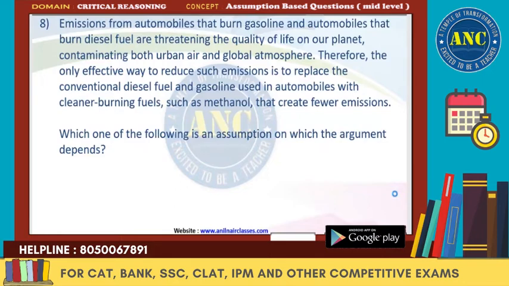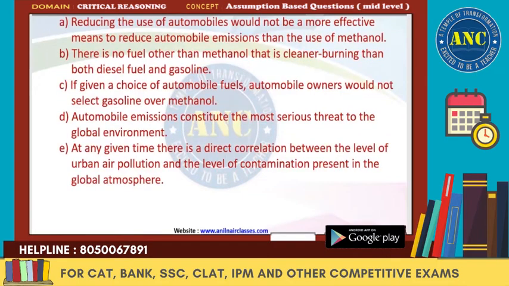So look at the last sentence. The only effective way to reduce such emissions is to replace the conventional diesel fuel and gasoline used in automobiles with cleaner burning fuel such as methanol that creates fewer emissions. So these emissions, they effectively reduce, right? And they also must replace the conventional fuels. So according to the author, in order to effectively reduce emissions, conventional fuels must be replaced.